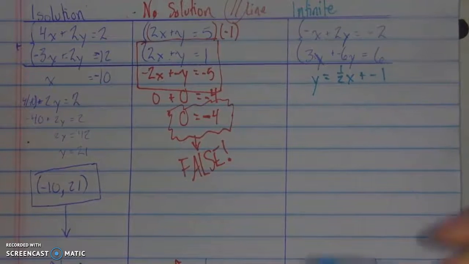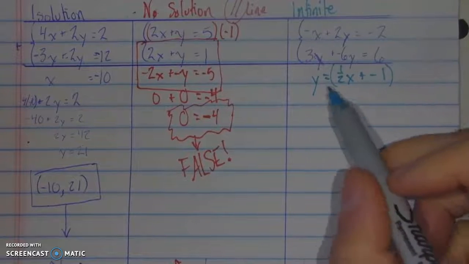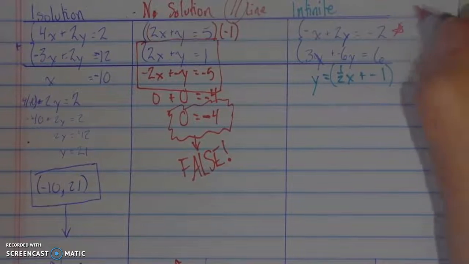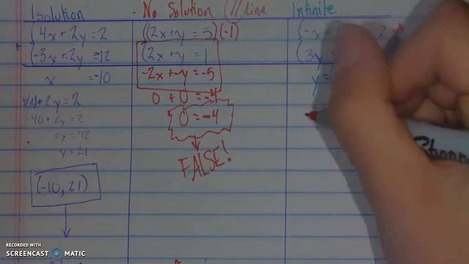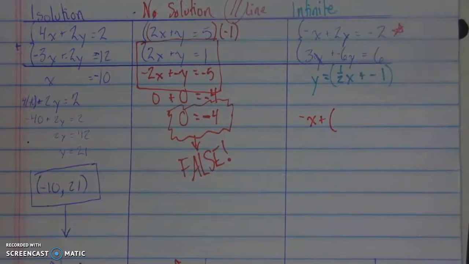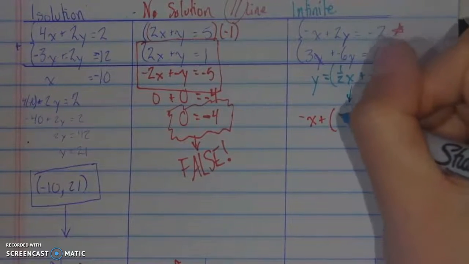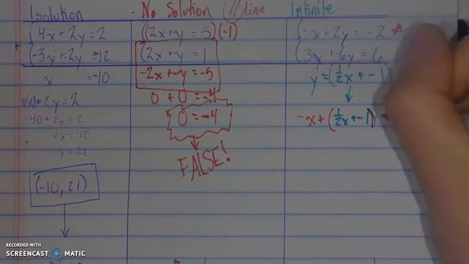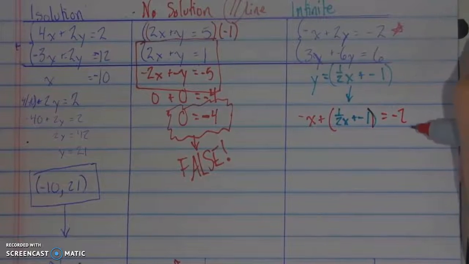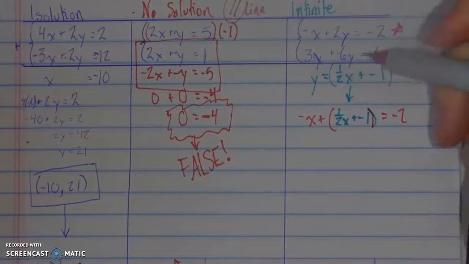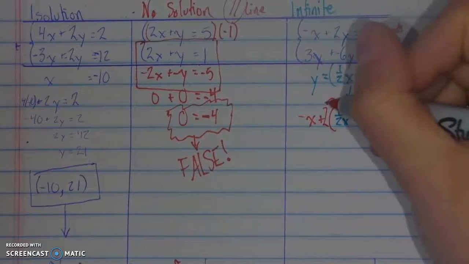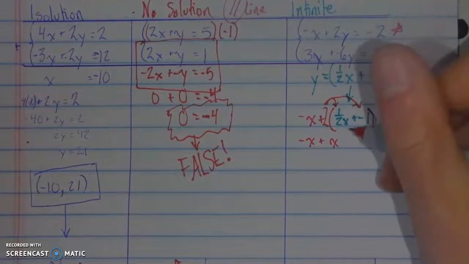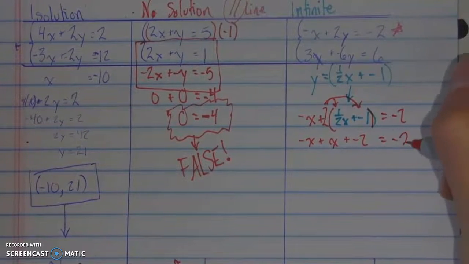And I found that with the graph below. So instead of graphing this, I'm just going to substitute y into one of my equations. And let's just substitute it into this first one. So here, I know that -x plus 2 times my y value of 1/2 x plus -1 should equal -2 according to my first equation. Well, here, oh, I missed my 2. Well, here when I distribute my 2, I'm going to end up with -x plus 2 times 1/2 x, which is just x, plus -2 is equal to -2.